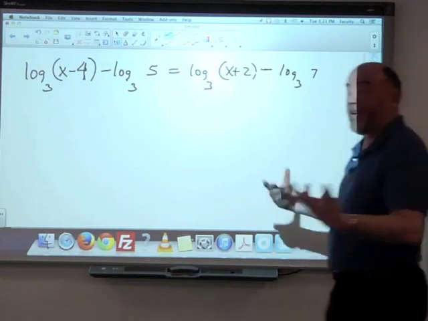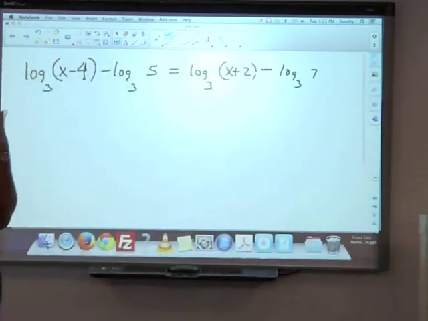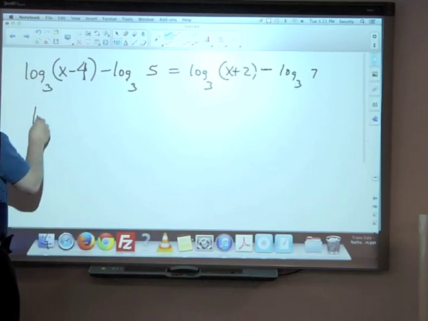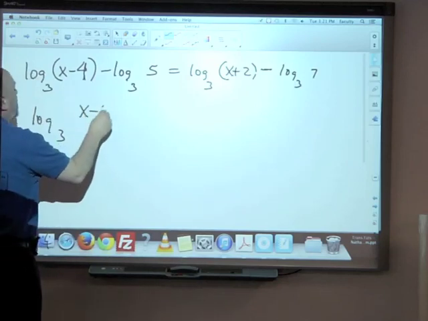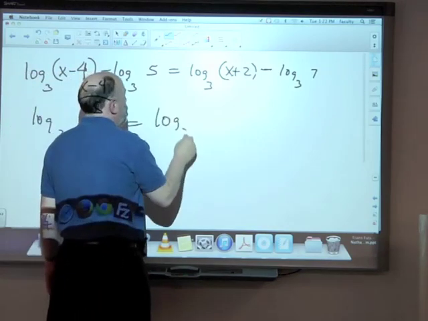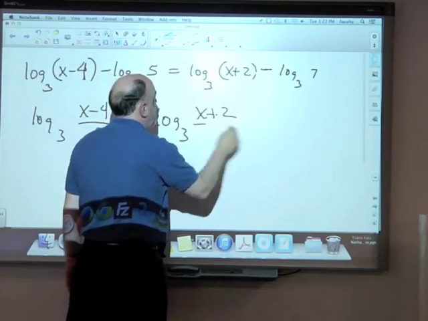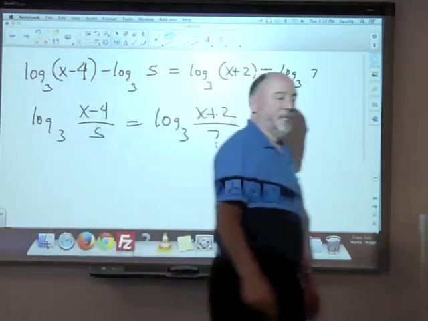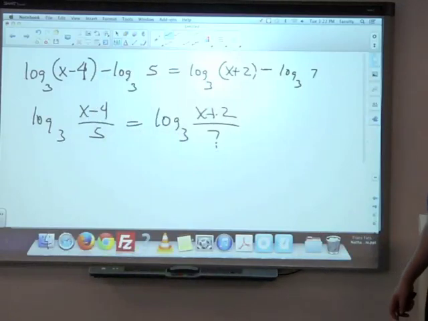So the first thing I want to do is make use of my properties. We got a subtraction there. That means quotient rule. So this would be the log base 3 of x minus 4 over 5 equals the log base 3 of x plus 2 over 7. That was quotient rule. After all, subtraction means a fraction, in terms of my rules. Everybody follow that step, right?